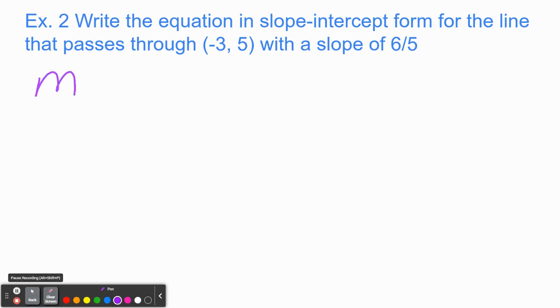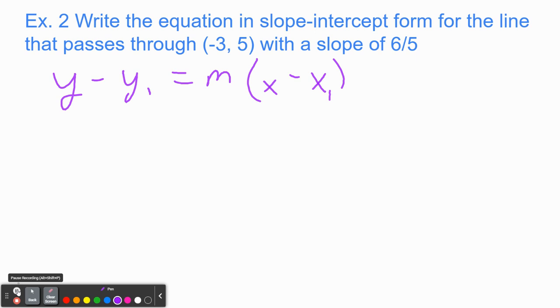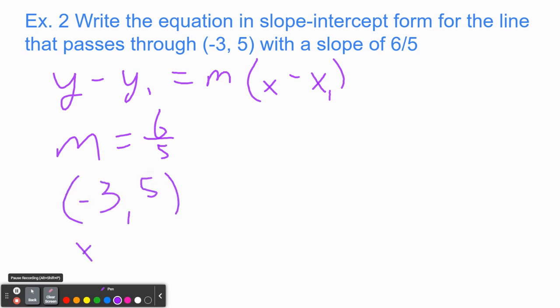Do I have my m? Yes, I do. Slope of 6/5. Do I have a y-intercept? No, but I do have a given point. That means I can do my point-slope form. I have my slope, m equals 6/5, and I have a point, my x1 is -3, and my y1 is 5. x1 here, y1 here, which means I can write an equation in point-slope form.